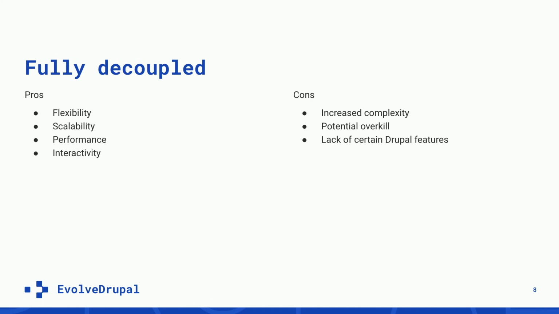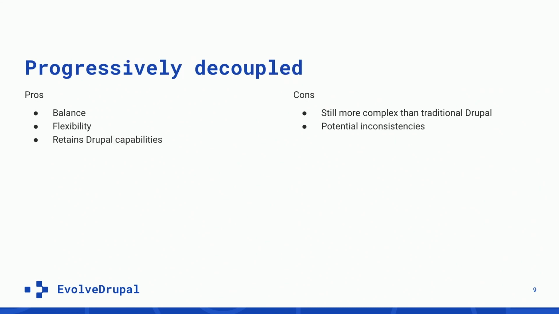But there are some disadvantages to a fully decoupled Drupal. As fun as it seems as a developer to use it, it might really be overkill for your project, for your website. So maybe what you really need is something in between, a balance of interactivity and retaining the good bits of Drupal, and that's where a progressively decoupled website comes in.